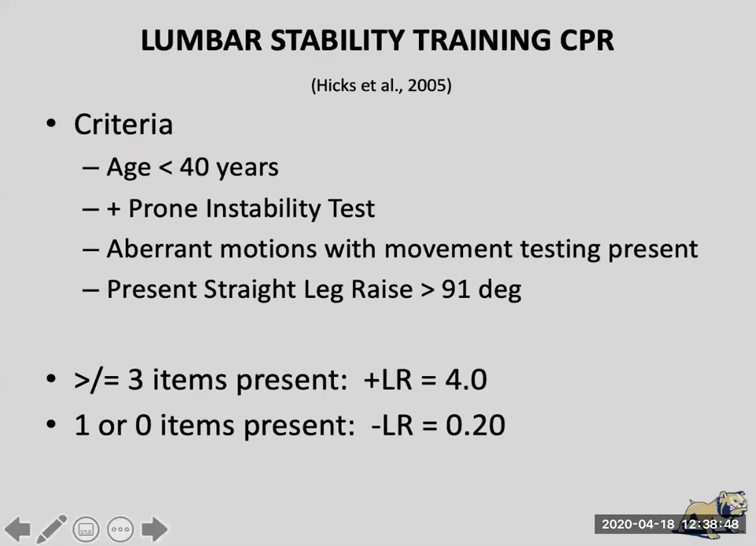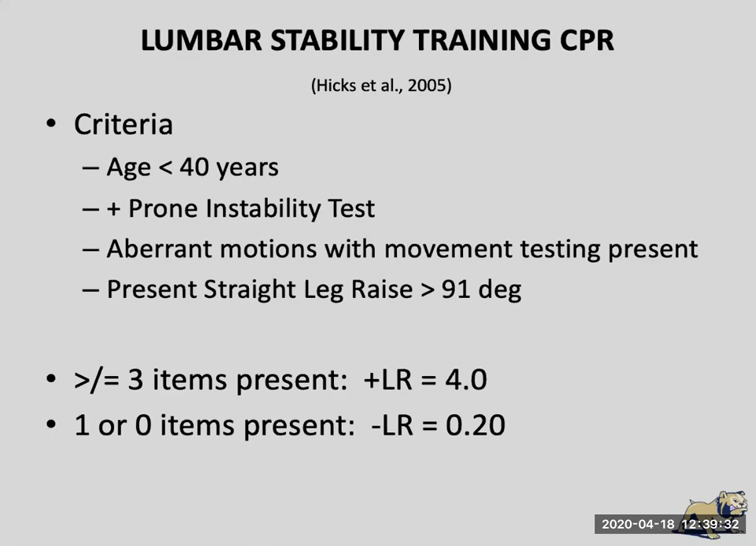And a little clinical prediction rule here, a little cluster that can help identify folks who might essentially respond a little bit better when it comes to our stability training. So age less than 40, so our younger folks. Positive prone instability test, which we went through in the examination lecture. Aberrant movements with movement testing. So as we go through active range of motion, are we seeing things like our Gower sign, for example, like we talked about in our exam lecture? Straight leg raise greater than 91 degrees, so generalized increased flexibility or generalized hypermobility we're thinking about here.